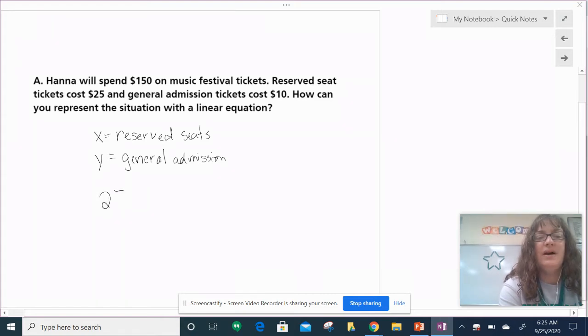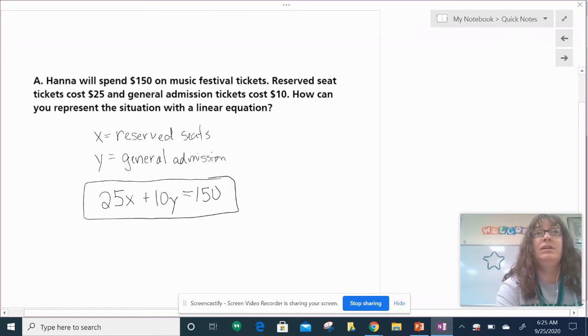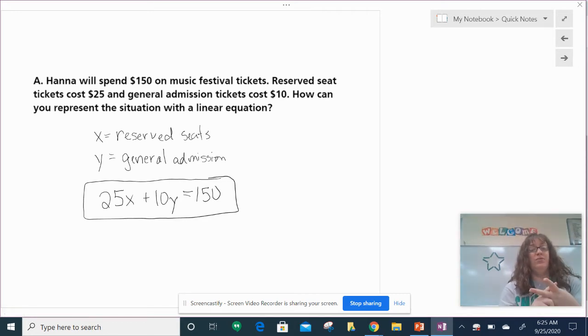So I'm going to say 25 times however many reserve seat tickets she buys. And then her general admission tickets cost $10. So I'm going to add $10 times however many general admission tickets she buys. And then I know she's going to spend $150 on tickets. Guys, there is my equation, a linear equation in standard form. So I looked at the 2 possibilities of what she could buy, reserve tickets or general admission, and then I made sure that I put the cost of each of those with that variable in order to get my total cost.